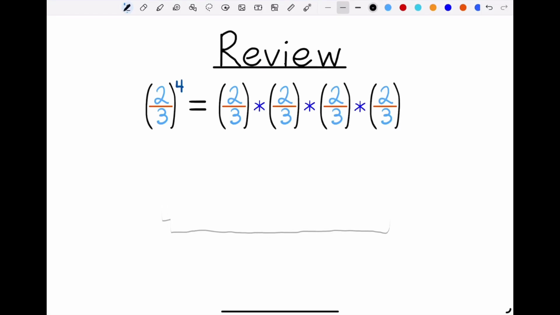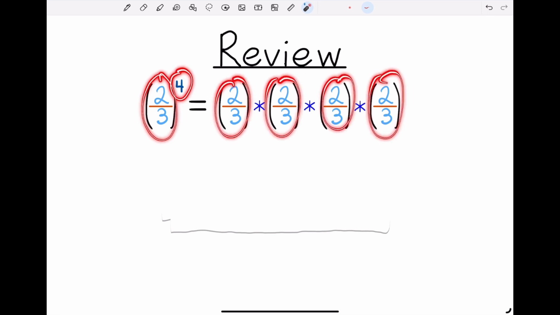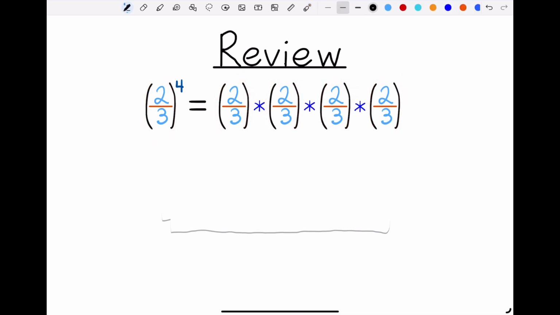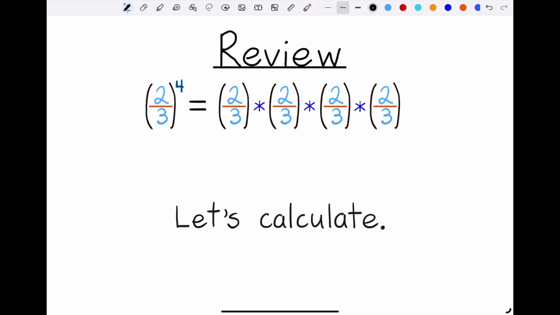In our previous video, we discussed how to expand exponential expressions when the base is a fraction. For our example, we had 2/3 to the fourth power, which means we're multiplying four 2/3s together. So now for the next step, let's calculate the value of this exponential expression.